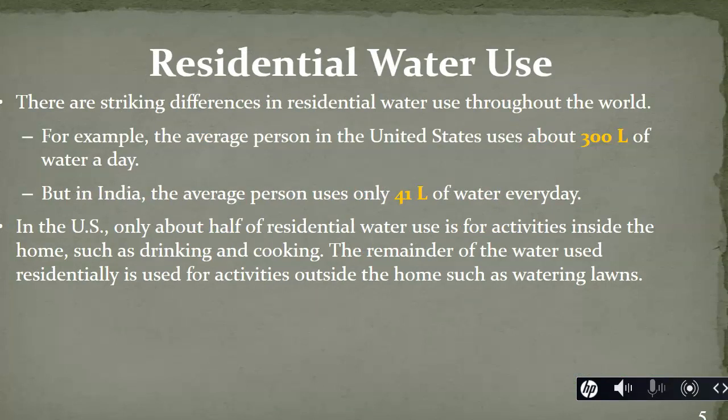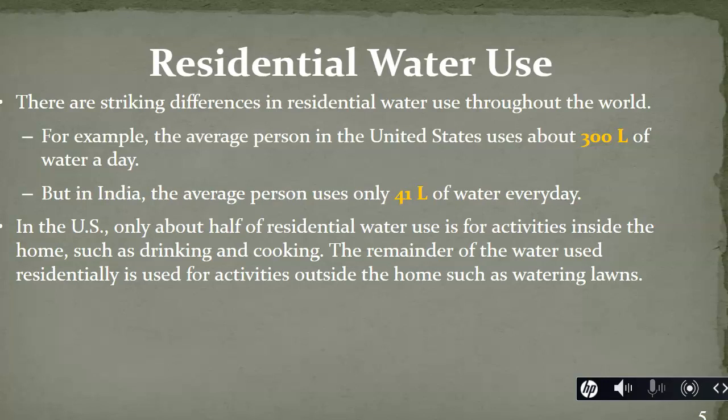Okay, so there are differences then in residential water use throughout the world, if you remember back to that picture. On average, we use about 300 liters of water a day. You have had two activities where you had to look at how much water you were using. Some of you, I think, underestimated a little bit, but that's okay. But in India, the average person only uses about 41 liters of water every day. So we have to think about, what exactly are we using so much of our water on?